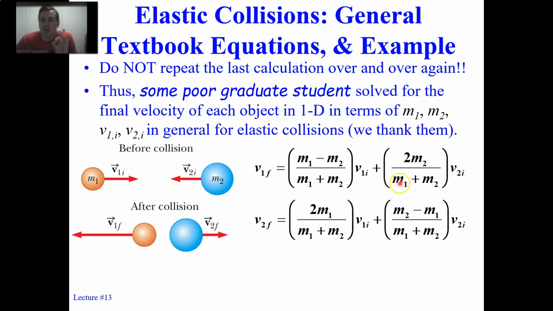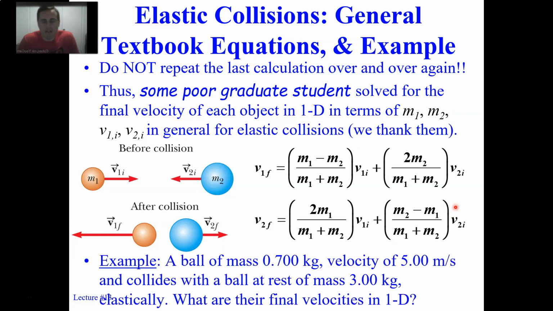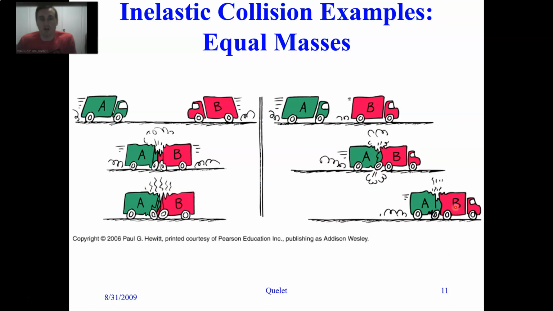Again, you divide by the sum of the masses. And then look, these equations are somewhat symmetric, except it's 2m1 over m1 plus m2 times v1 initial for the first term of v2 final, and then v2 initial times m2 minus m1 over m1 plus m2. Okay, so I will perform this example, which is next, in a later video, which won't take extremely long.